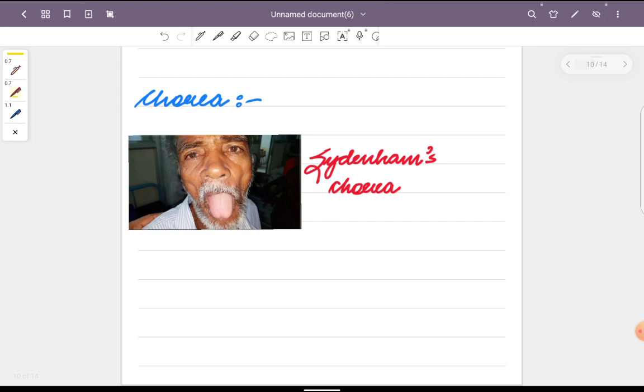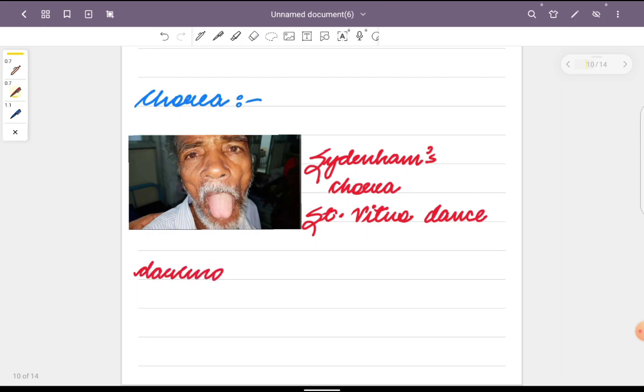What is this Sydenham's chorea? You'll see fast, purposeless, involuntary distal movements. Also, children will have poor handwriting, due to which their school grades will be low. Patient can also present with jerky speech. There will be hypotonia, emotional lability. On examination, you will see darting tongue, which you can see in this picture also. They will be unable to keep their tongue in a stable position.